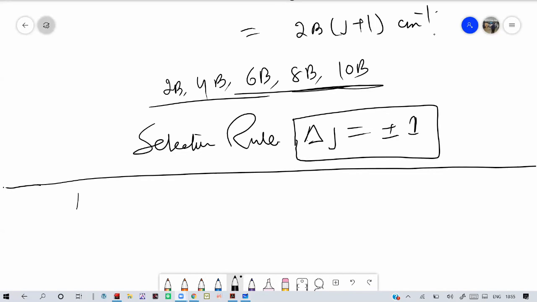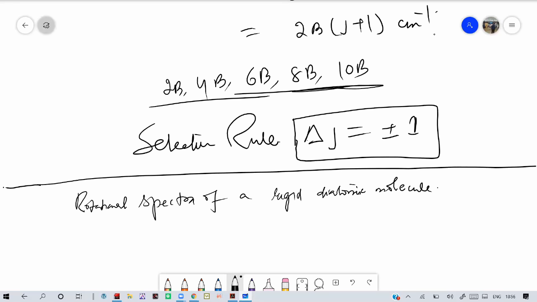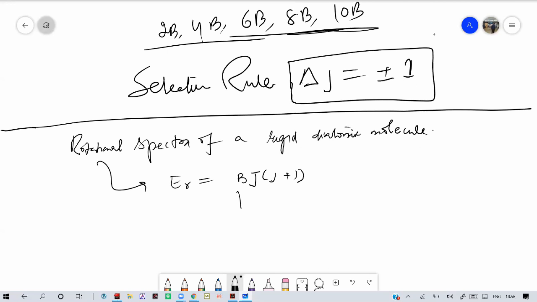of a diatomic molecule, of a rigid diatomic molecule, and we found that the energy of the rotational level is equal to B J(J+1), where this B is a rotational constant, and it is h square by 8 pi square I.